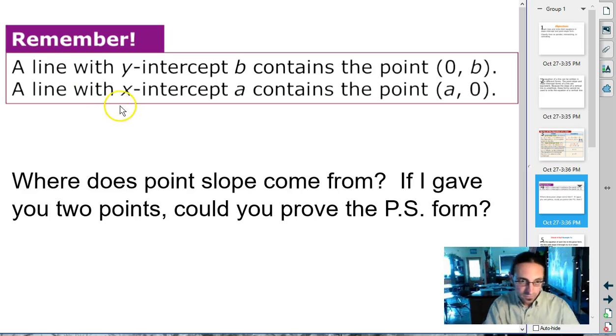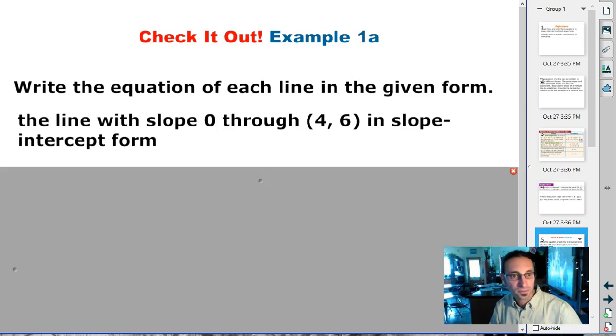Let's carry on. I've already reminded you that a line with y-intercept b has the point (0, b). A line with an x-intercept a contains the point (a, 0). Okay? So where does point slope come from? If I gave you 2 points, could you prove the form? Well, you know what? We'll handle that another time. But the key here is, from any 2 points, you can derive the slope. All right, let's check this out.